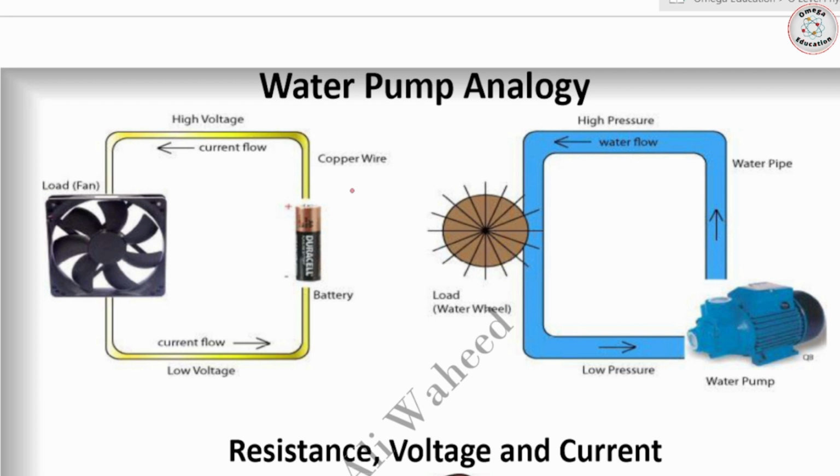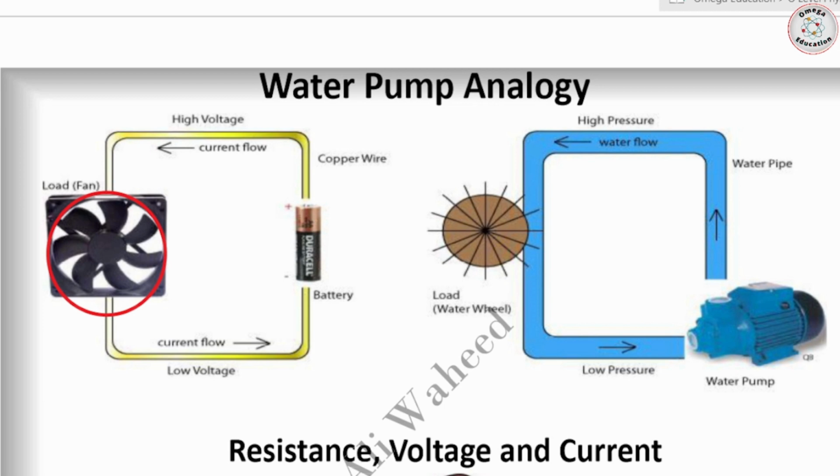So the water pump providing the energy would correspond to the battery providing the electrical energy. The water on the right side would correspond to the current in the circuit, and the water wheel that is consuming the energy, or that needs the energy, or that is opposition to the flow of water, corresponds to the resistance or to the load or to the fan on the left side.